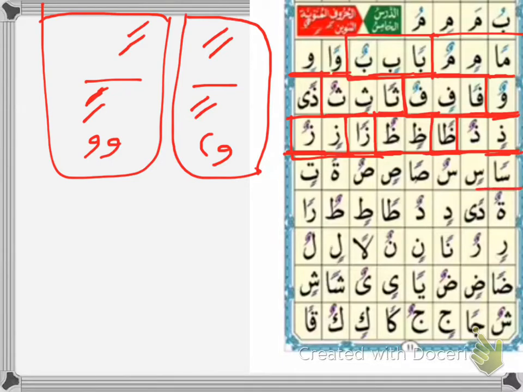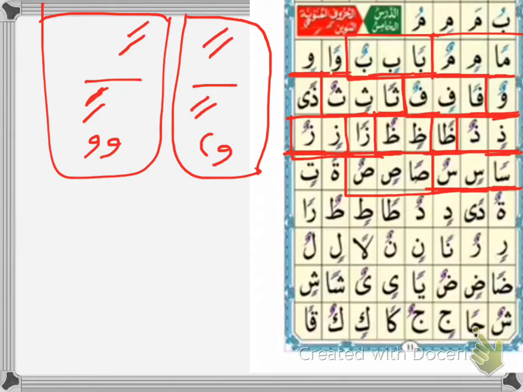Next letter is the سين. سين فتحتين سن. سين كسرتين سن. سين ضمتين سن. As you see the ألف after تنوين السين. Next one is the letter صاد.